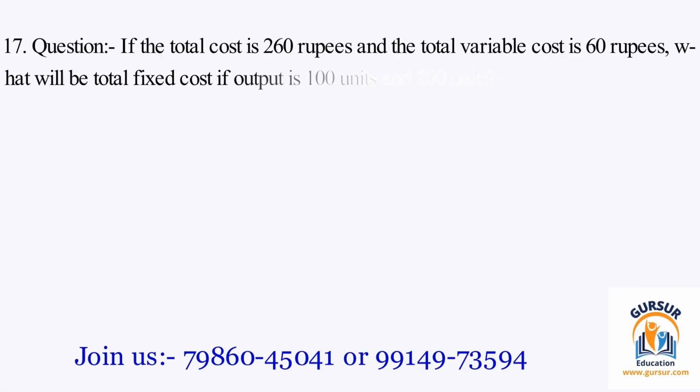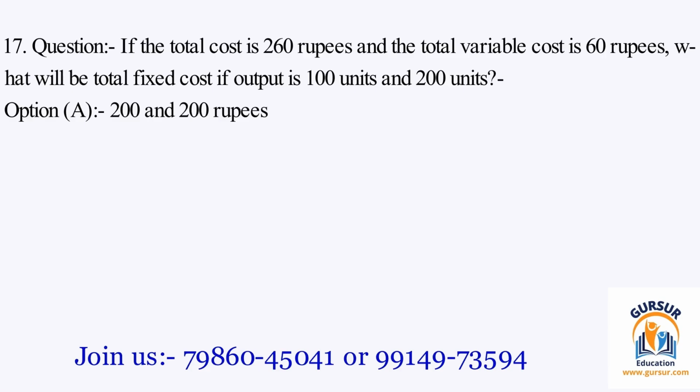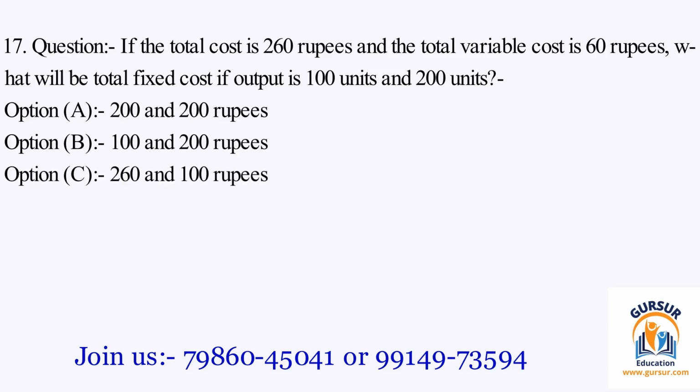Question number 17. If the total cost is 260 rupees and the total variable cost is 60 rupees, what will be total fixed cost if output is 100 units and 200 units? The option A is 200 and 200 rupees. The option B is 100 and 200 rupees. The option C is 260 and 100 rupees. The option D is 160 and 100 rupees.